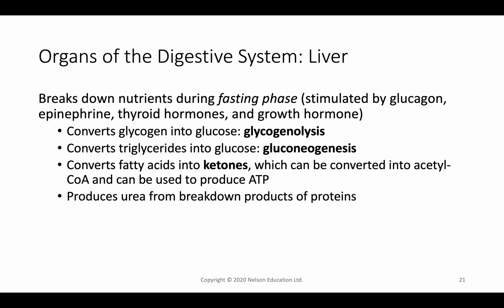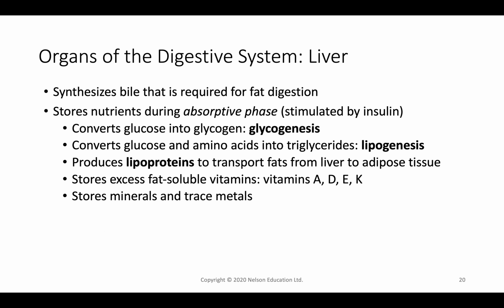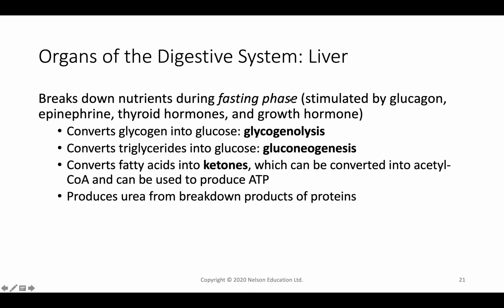Liver is going to have, again, two different regions, or two different phases. The first phase we just talked about was the absorptive phase. The second phase is the fasting phase. The fasting phase is stimulated by what's called glucagon, also by epinephrine, thyroid hormone, and growth hormone. All of this happens when there's not a bunch of sugar in the bloodstream.